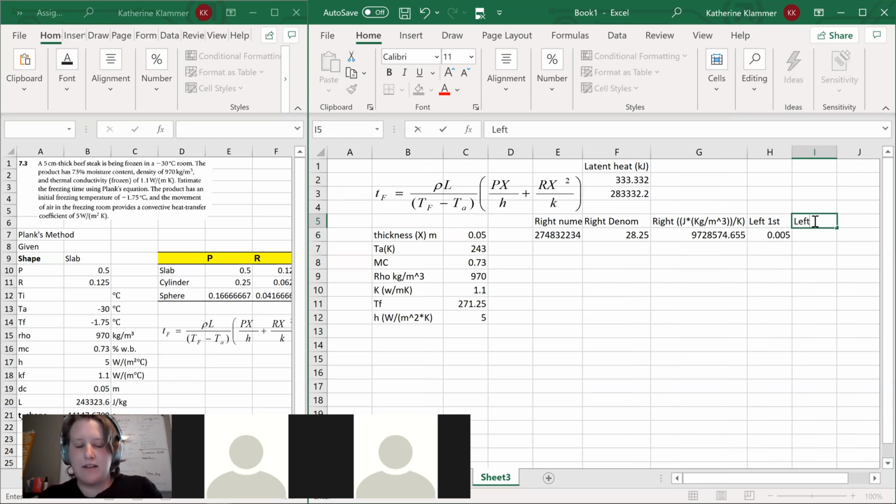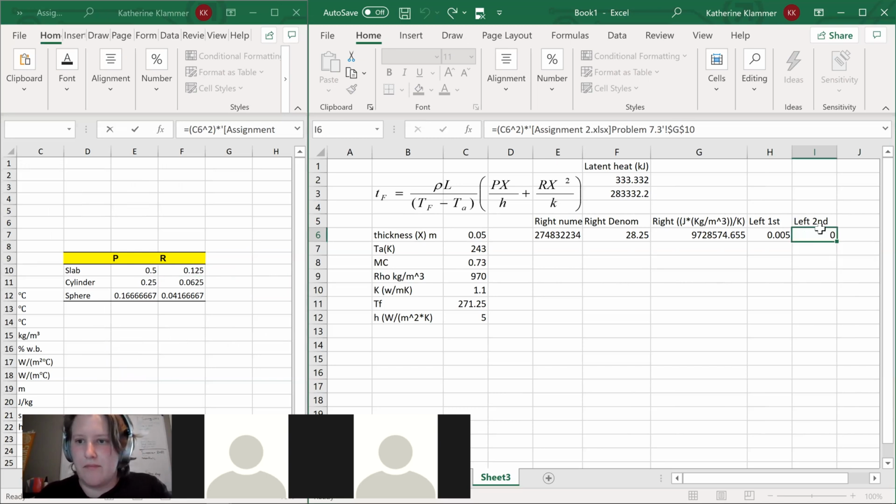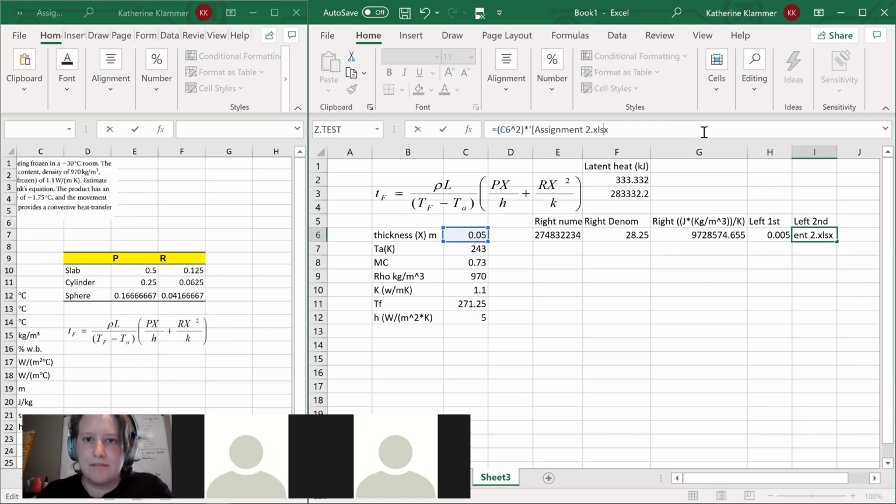And then we're going to do the left second part. So the first thing I'm going to do is take the square of this and put that in parentheses. And then I'm going to multiply it by the R value. So that's again over here. So that's 0.125. And then all of that divided by K.